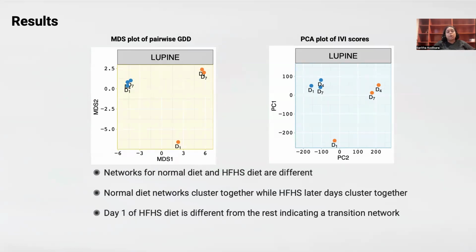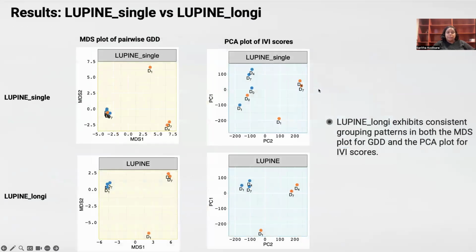What happens if we use LUPINE as well as LUPINE single? The top plots are from LUPINE single, whereas the bottom plots are from LUPINE. When you look at LUPINE single, the results between these two measures are not that consistent. But we see very consistent results when we use LUPINE, especially in mouse studies, where the experiment is more controlled than in human studies, where there's a lot of variability. I will explain these in other case studies that I'm going to show next.